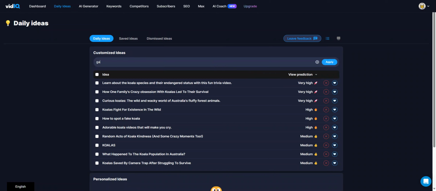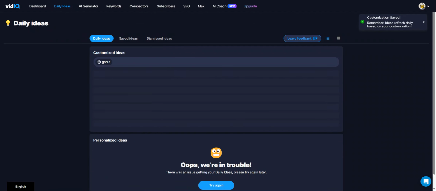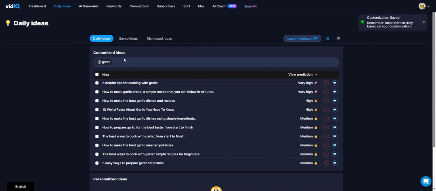So, for example, let's put in garlic, and let's see what it predicts here. So the one with the highest view prediction is going to be 5 helpful tips for cooking with garlic, whereas 5 easy ways to prepare garlic for dishes probably is going to have medium amount of views. So it's pretty interesting. I don't know how it takes that information, but my guess is it does it based on all the YouTube videos the system has actually watched. So it can be a useful tool that you can follow.